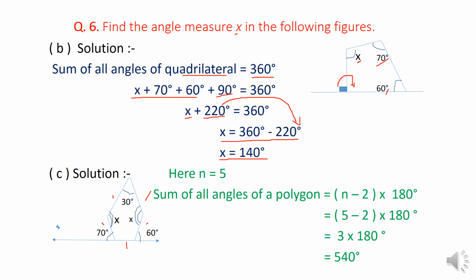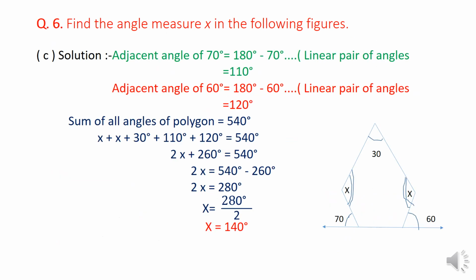So what we will do, we will apply the formula (n minus 2) multiplied by 180, where n will become 5 here. So let us put its value here. So n is equal to 5 will come here. So 5 minus 2, this will be in the bracket, and here it will become 180. 5 minus 2 you will get 3, multiplied by 180. So certainly you will get the answer 540.